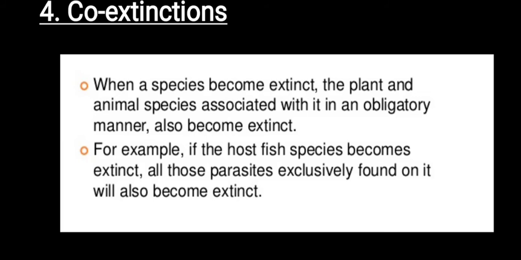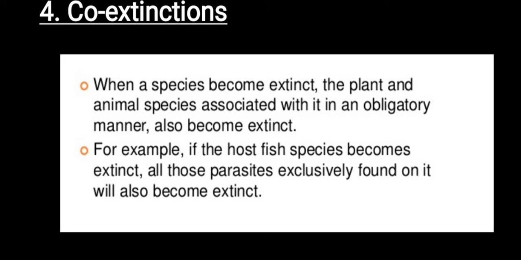And the last cause is co-extinction. When a species becomes extinct, the plant and animal species associated with it in an obligatory manner also become extinct. Obligatory means that an organism cannot survive without the other organism, or its co-partner will also become extinct. For example, if a host fish species becomes extinct, all the parasites which are exclusively dependent on that particular host will also become extinct.